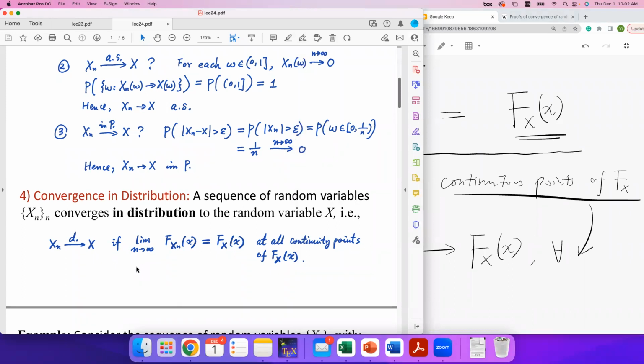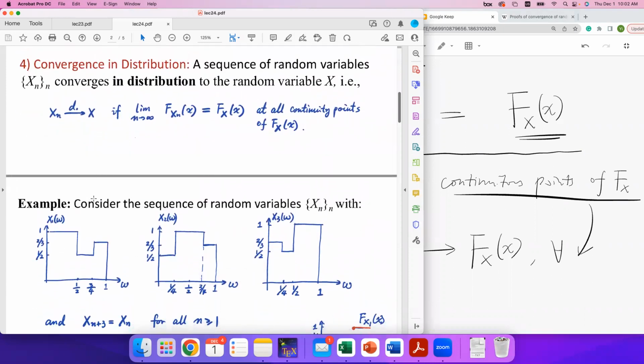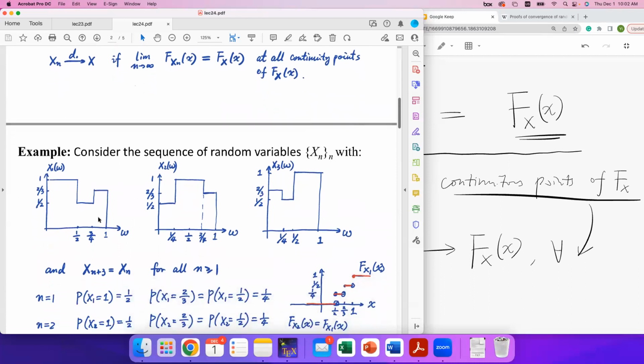Now, this is a very weak type of convergence. And the following example will give us an idea why this is very weak. So consider the following sequence of random variables. Again, it is supported on 0 and 1. So X1 looks like this. It is 1 in the first half interval, 1/2 in the following quarter of the interval, okay? And 2/3 in the next quarter. And X2 is simply switching the first two intervals. So it is 1/2 in the first quarter, and then 1 in the follow-up half interval.